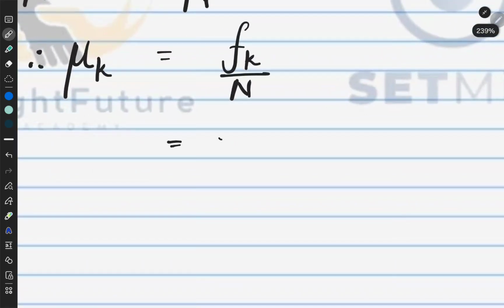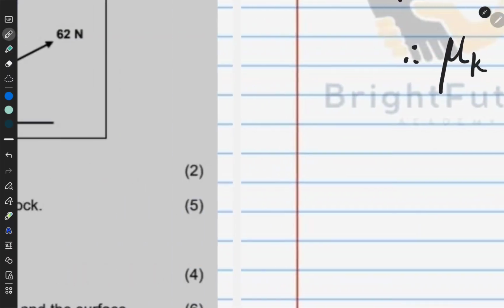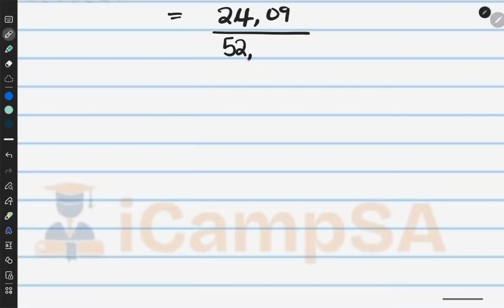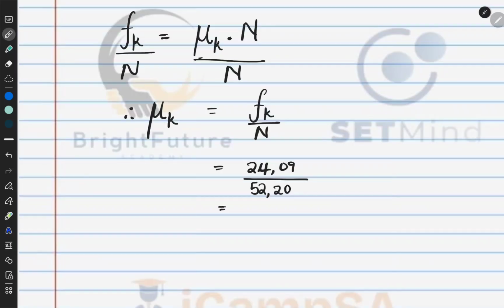We said the kinetic friction coefficient, we found it to be 24.09 divided by the normal force, which is 52.20. What do we get? I get that my coefficient of kinetic friction is 0.46. Remember, the coefficient of kinetic friction, or coefficients in general, usually do not have units, right? Coefficients tend to not have units.